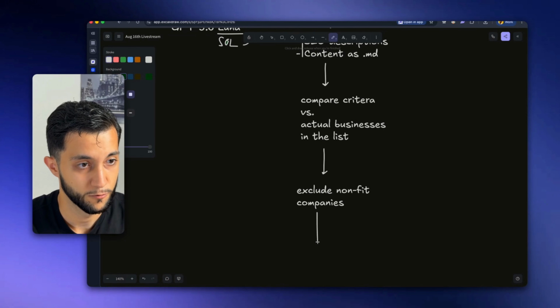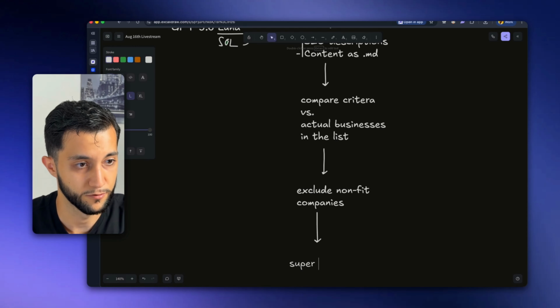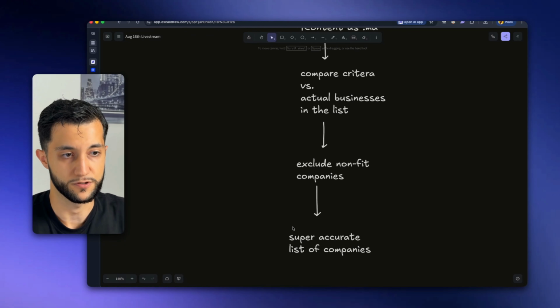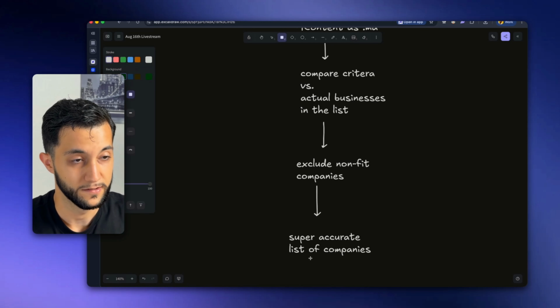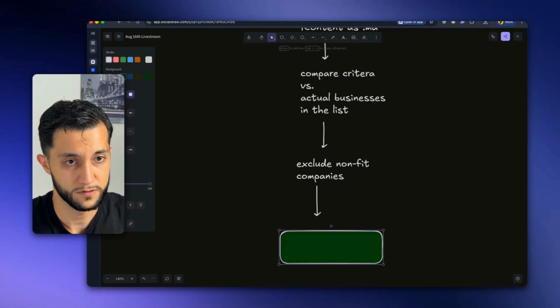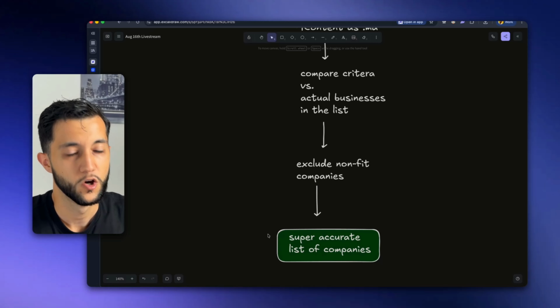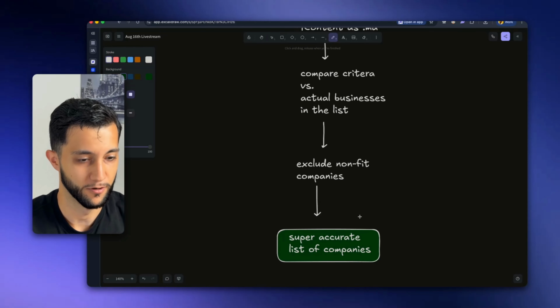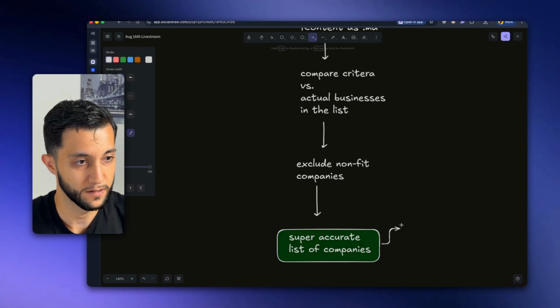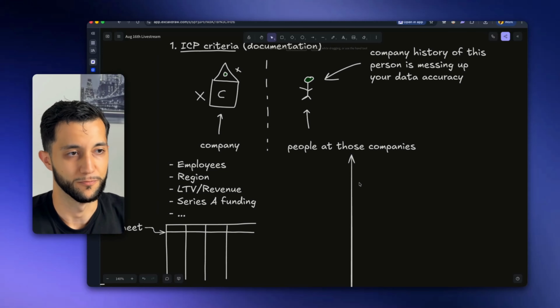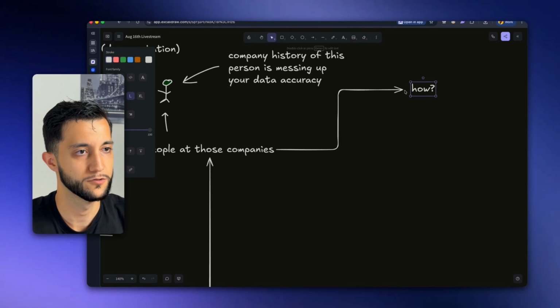And then we'll have a super accurate list of companies. This is how this works. And now, taking this super accurate list of companies, we will now take this and then look for people at those companies. How is this going to work?